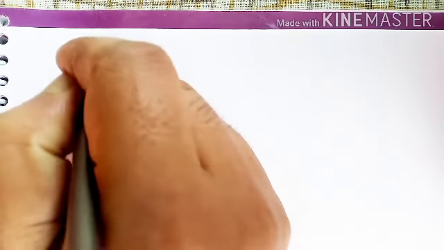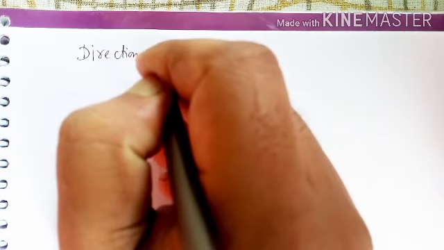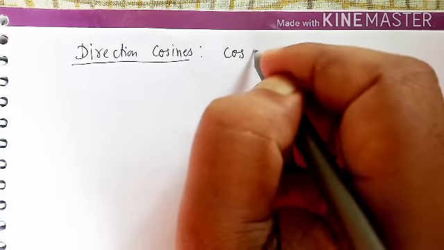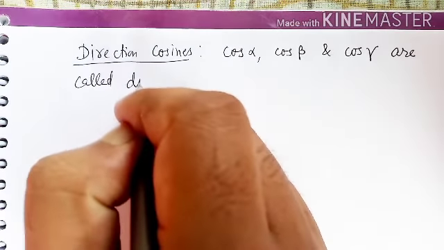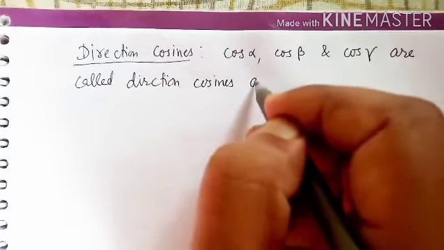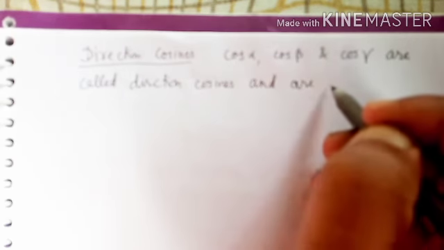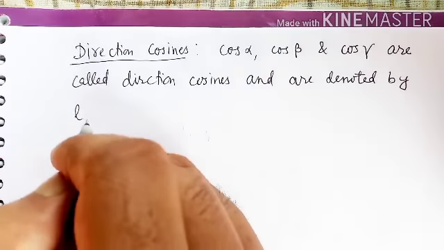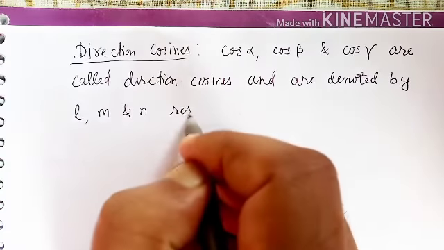Direction cosines. Cos alpha, cos beta and cos gamma are called direction cosines, and are denoted by L, M and N respectively.